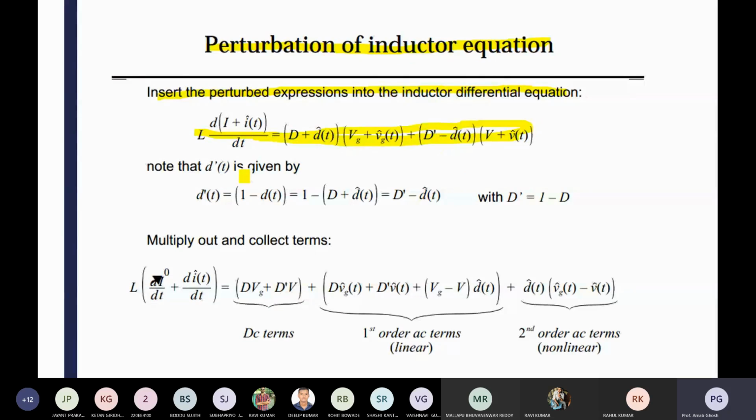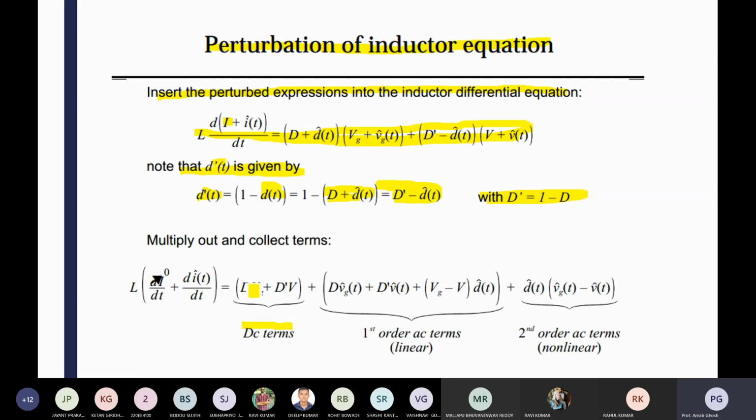Now note that d dash t equals 1 minus d(t). So you can replace d(t) with capital D plus d cap t, and it becomes d dash minus d cap t, with d dash equal to 1 minus D. So you can replace that value, and now you can take the derivative. The derivative di/dt is what? So L times d I cap t dt, plus the DC terms.